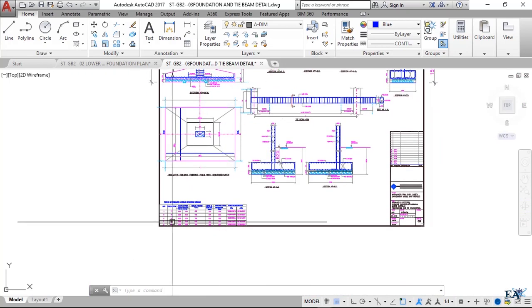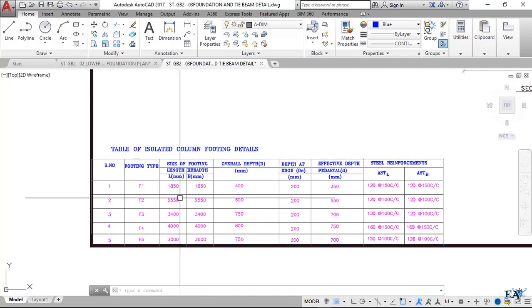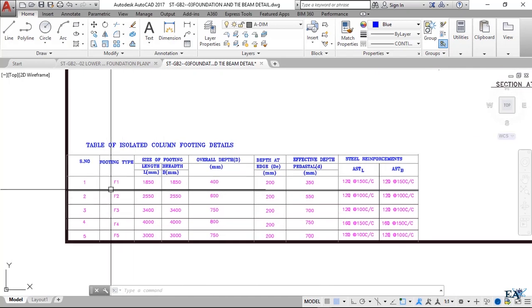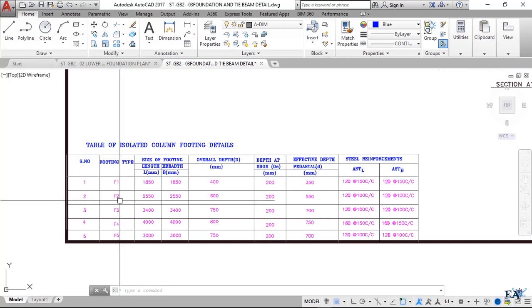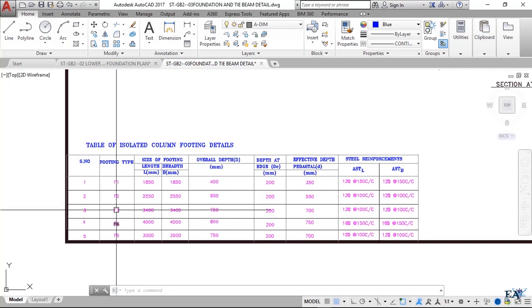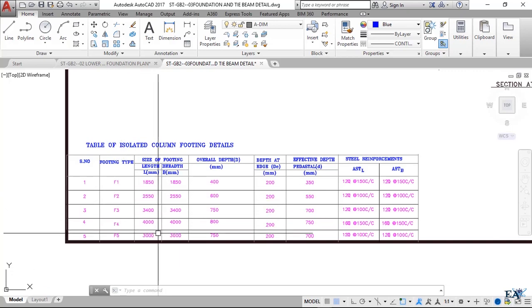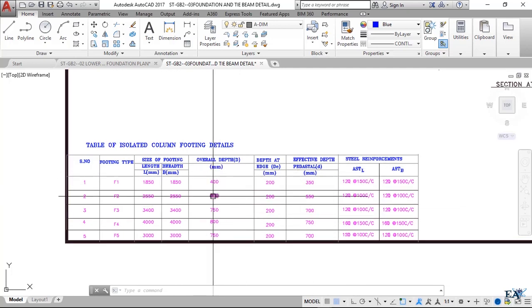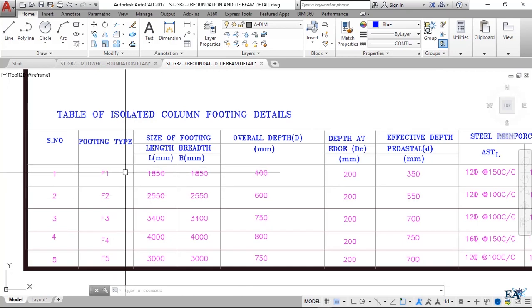Okay, so first thing first, let's go to the detail of the footings. Okay, so we had seen footings F1, F2, F3, F4 written, right? So they are different because their size is different first, their reinforcement is different, their overall depth is different, and depth at the edge is different. So what these are, we'll talk one by one. Okay, so let's start with the footing F1.